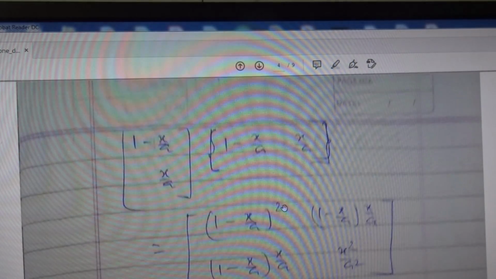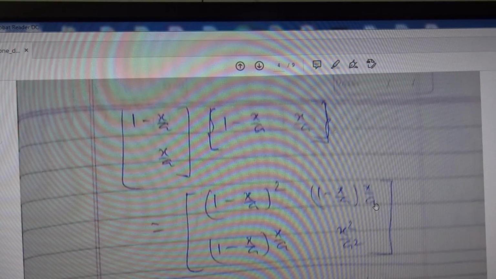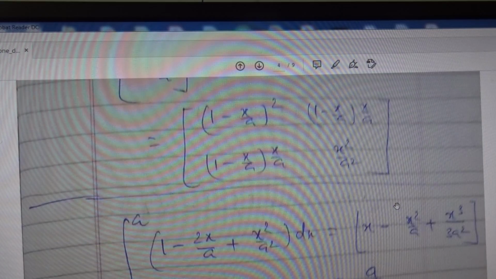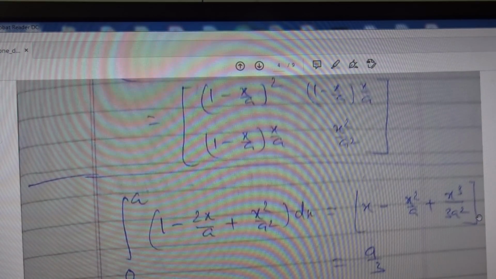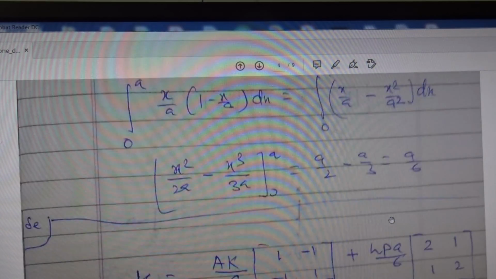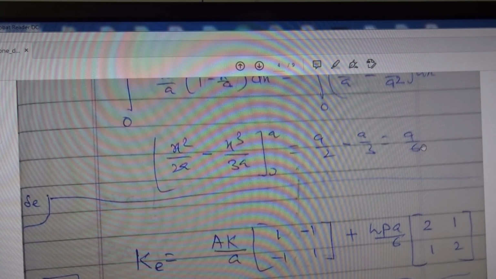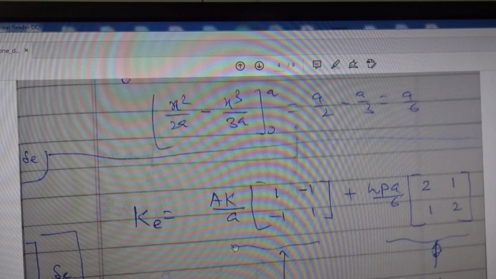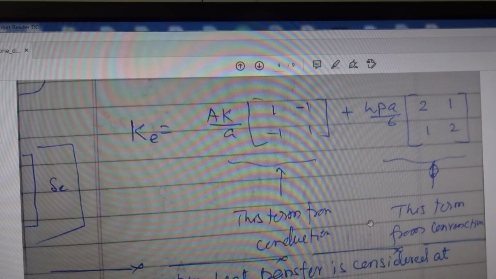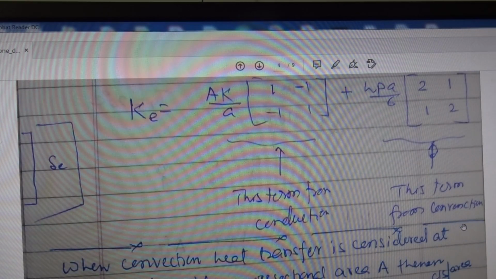Here the detail of how to multiply and analyze is given at this point. So this is integrated here. You can do it yourself and you get K as A k/L [1 -1; -1 1] plus hP A L/6 [2 1; 1 2]. This term is from conduction and this term is from convection.